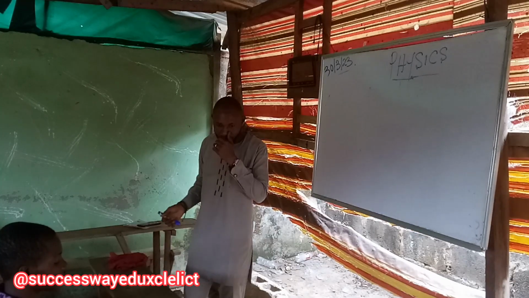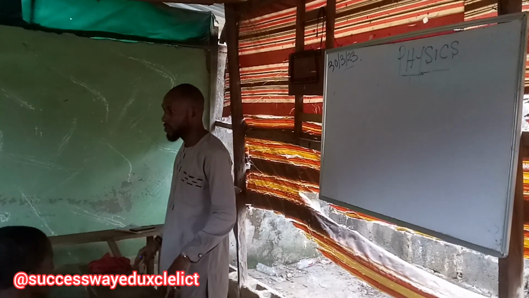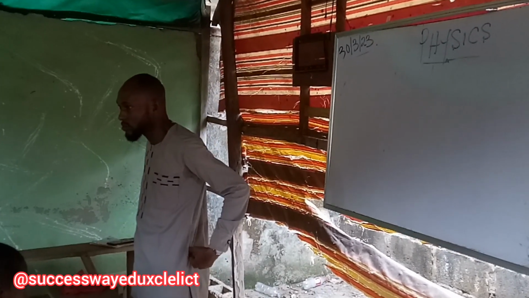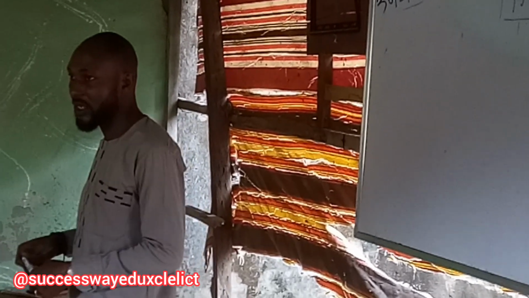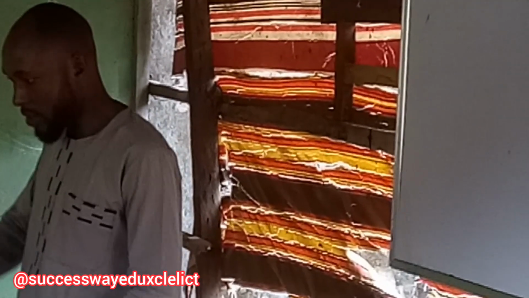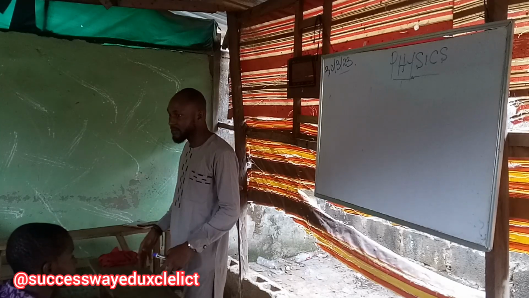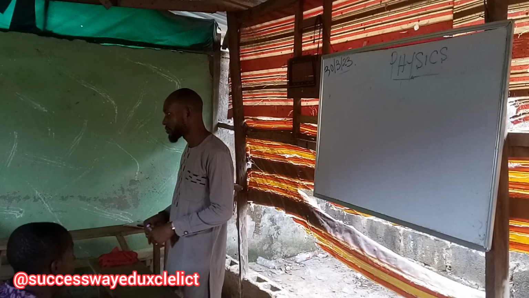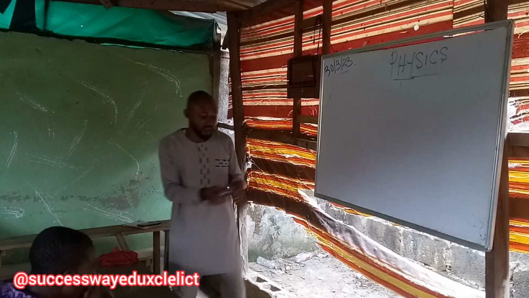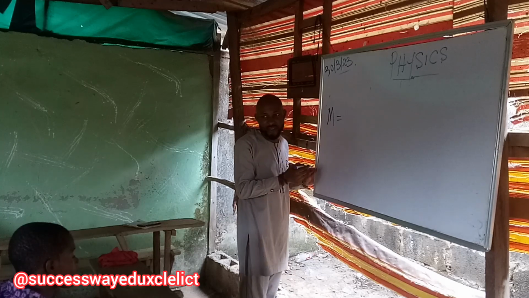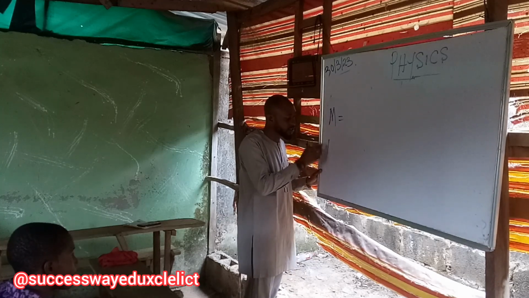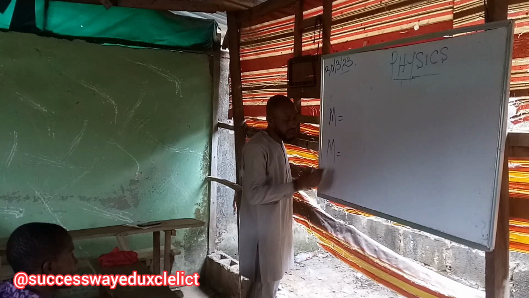We have 2 formulas with respect to magnification. We are talking about magnification. Most of us, we can illustrate that with the help of microscope. We are looking at the size of an object, how big or how small an object is. So here we represent it with capital M as our magnification.